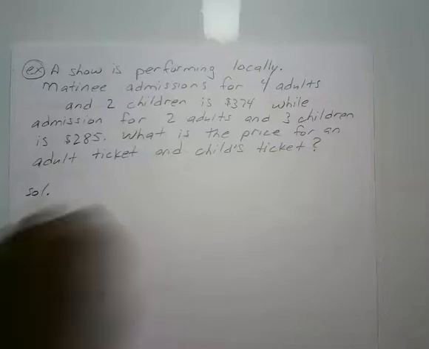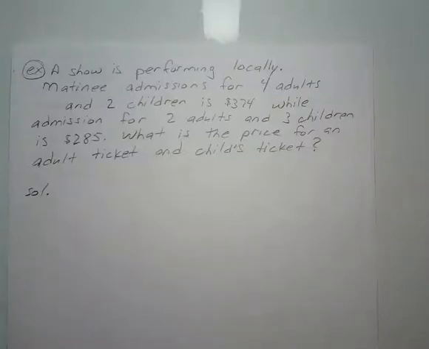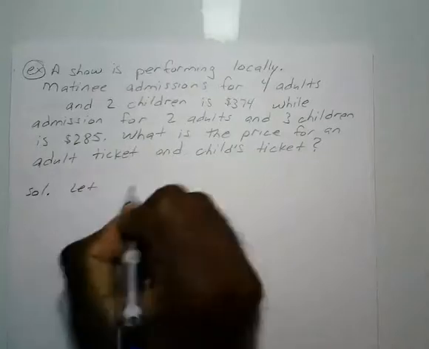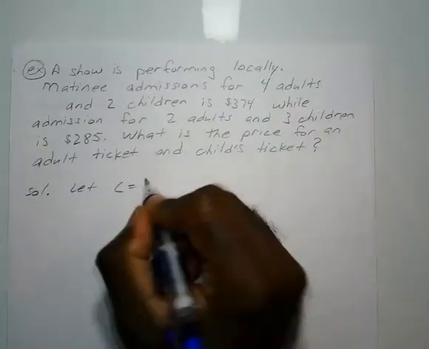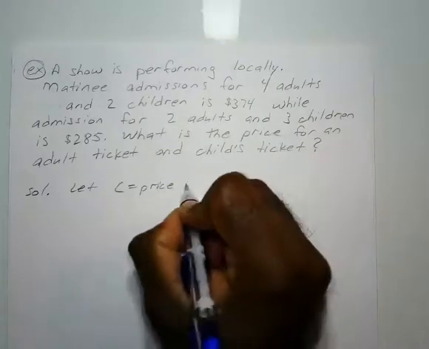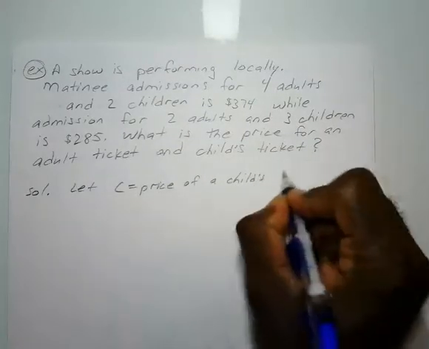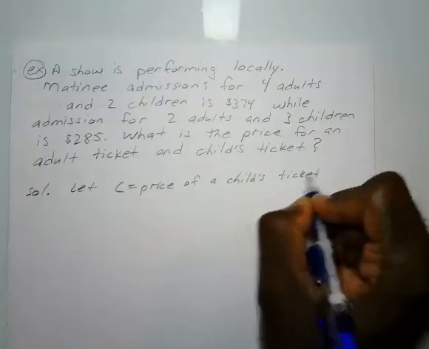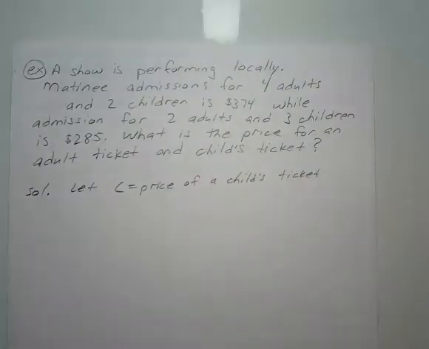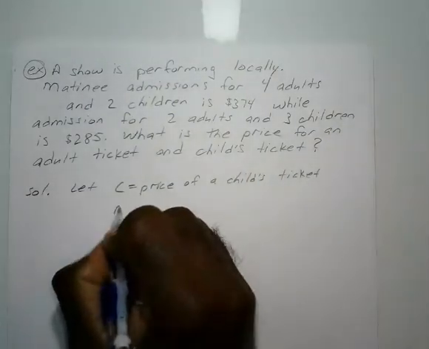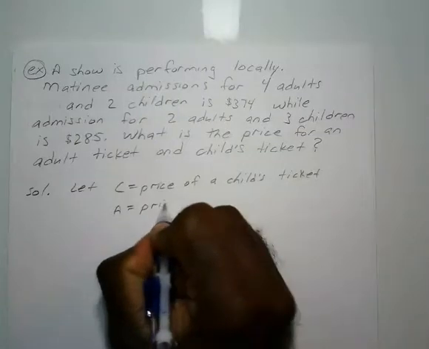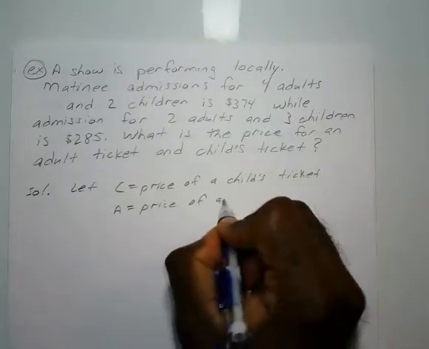Alright. Okay, so first we're going to go ahead and assign variables. So we're going to let C equal the price of a child's ticket, and we'll let A equal the price of an adult ticket.